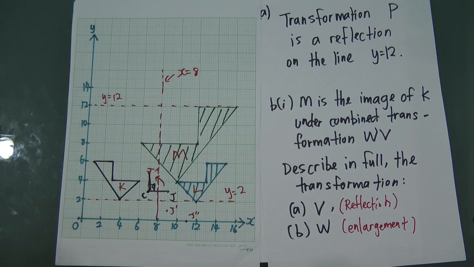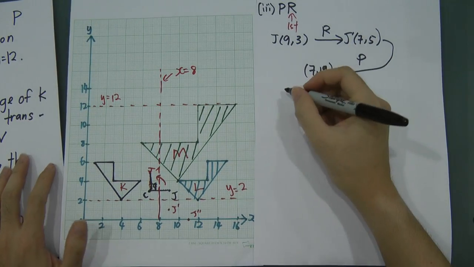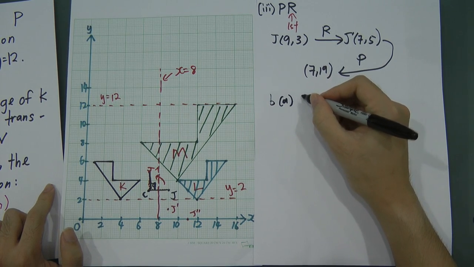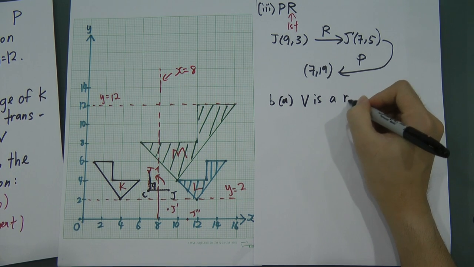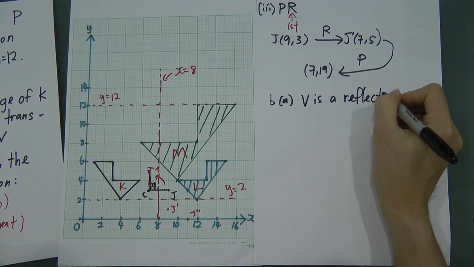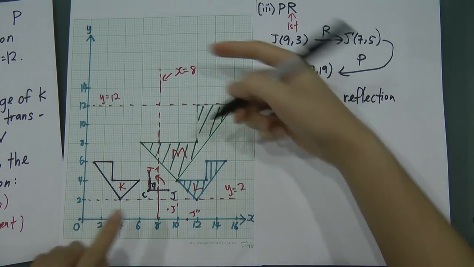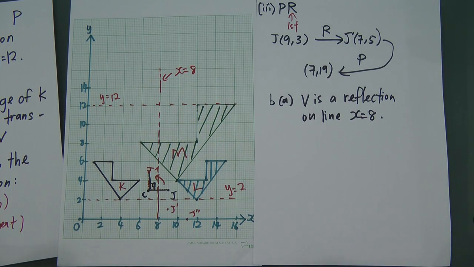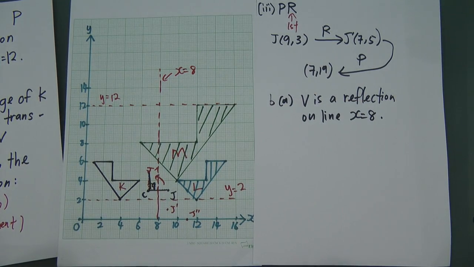But then he asks you to describe in full, so you have to describe in full. The first one, I know V, I will say V is a reflection on the line. What is this line? x = a. Reflection is very simple: as long as you state the reflection and the reflection line, it should be fine.